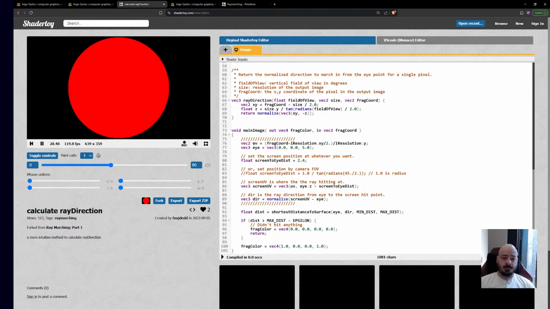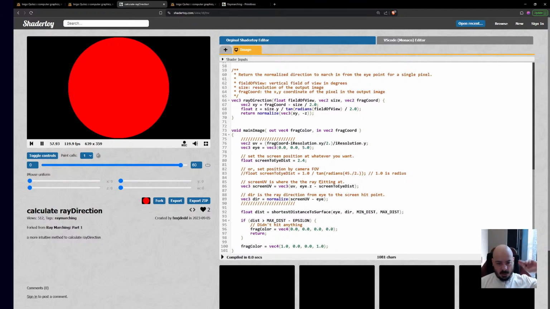Okay. So this gives us the UV coordinate, like I suspected. And this is the eye. Okay. Screen to eye distance. That doesn't make sense to me, but okay. Or set position by camera field of view. Okay, yeah, this makes more sense.